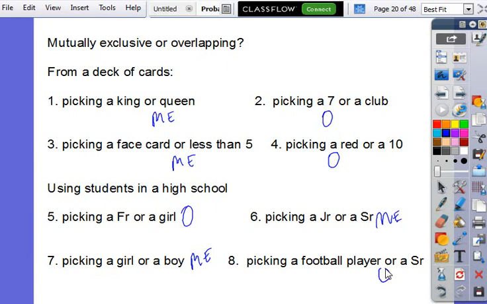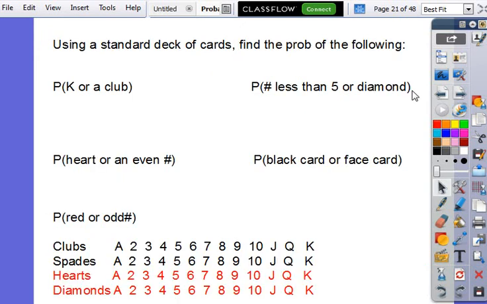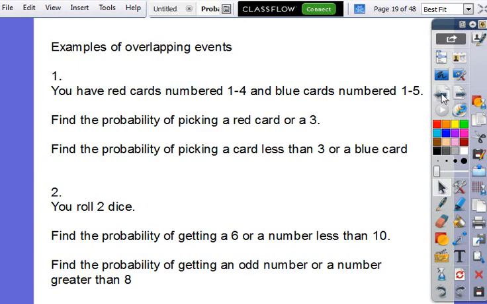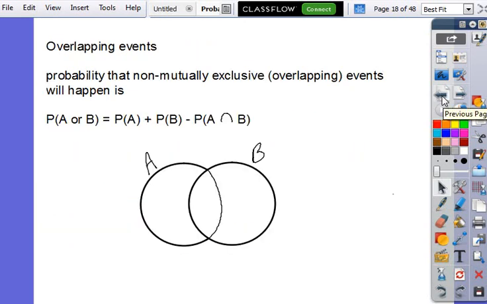So we've got to be able to do that in order to answer the question, because that tells us which way to do it. First thing, mutually exclusive or overlapping for king or a club. It's overlapping because it can be a king and a club at the same time. So if it's overlapping, I've got to do this: probability of the first plus probability of the second minus probability of both.